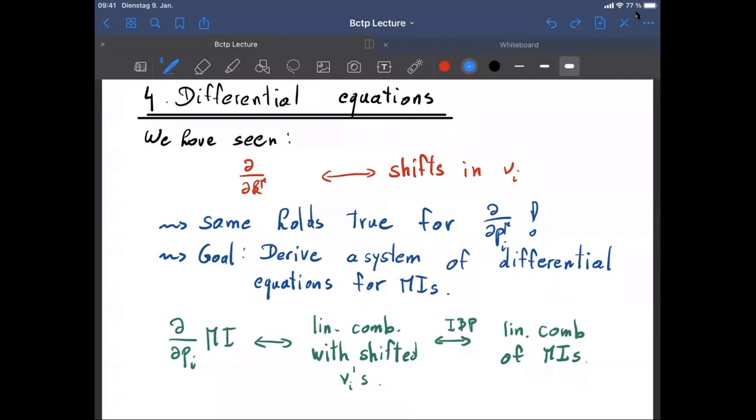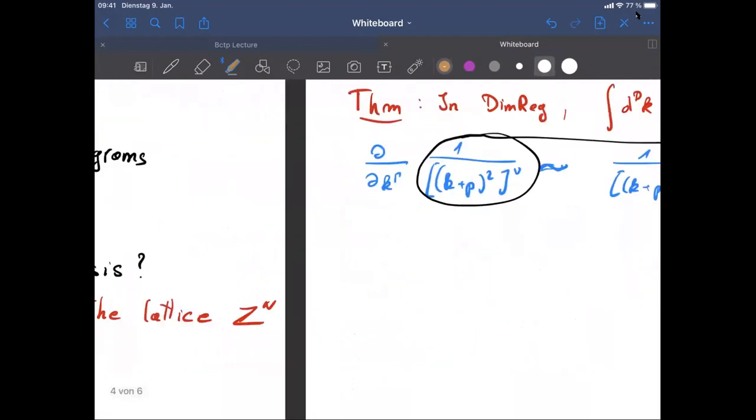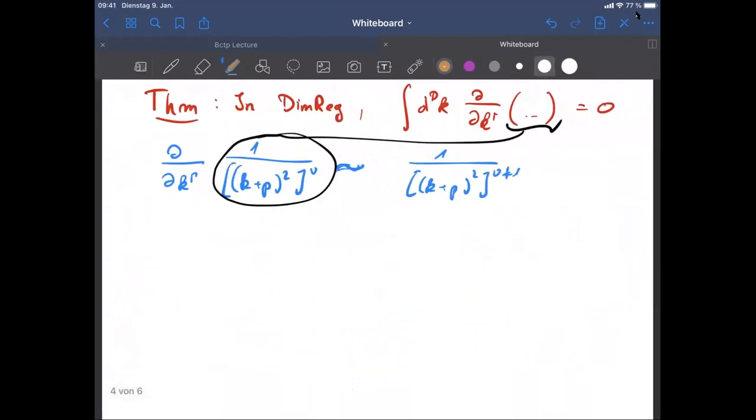So we have seen that differentiating with respect to a loop momentum, and I remind you that in my convention for the lecture, K are always loop momenta, P means external momentum. So we have seen that if I differentiate with respect to a loop momentum, then via integration by parts, this is the same as shifting the exponents. So differentiation means shifting the exponents. But so far, we've only done it for the loop momenta. So the basic formula was here in blue.